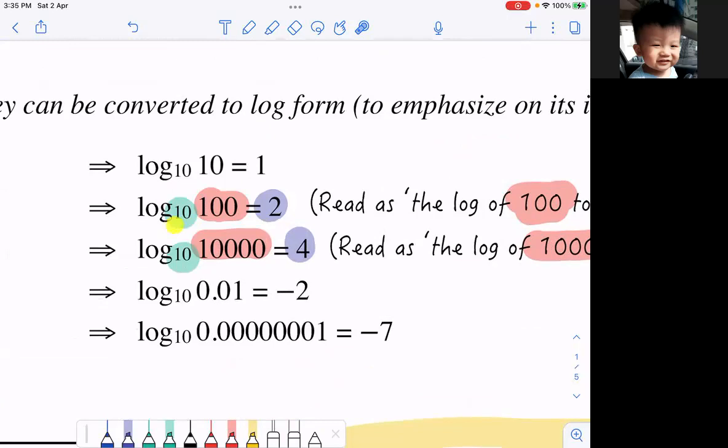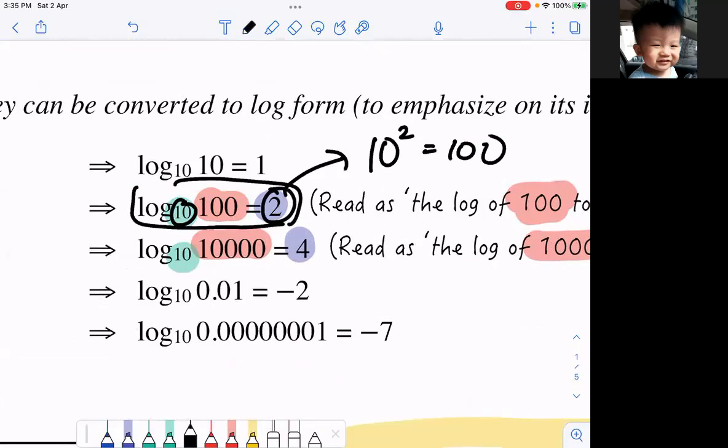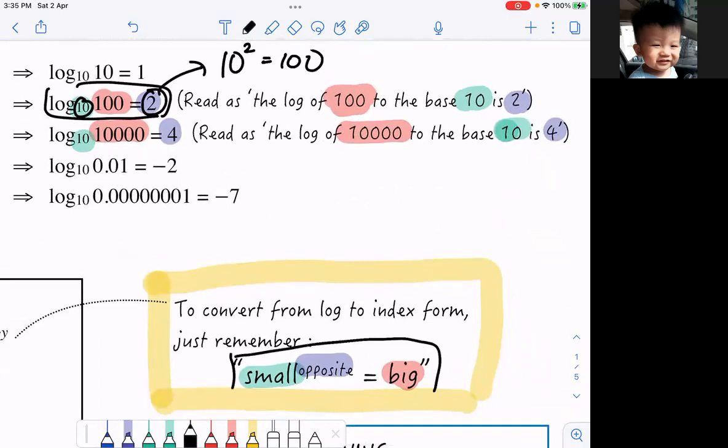10 to the 2 equals 100. Small to the opposite is big. And of course, if you wrote it out, small is 10. I take this example: 10, which is small, to the opposite, which is 2. Does it equal 100? It does equal 100. So this is a convenient way to wrap your head around log form. Log form is hard to understand, but if every time you keep saying, this sounds a bit lame, but it works. Small to the opposite equals big, you keep saying it.